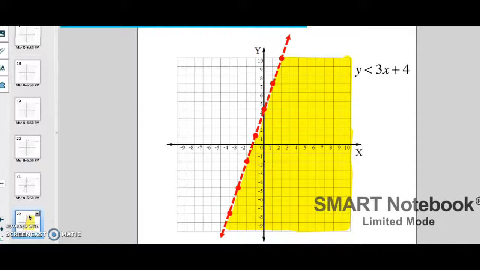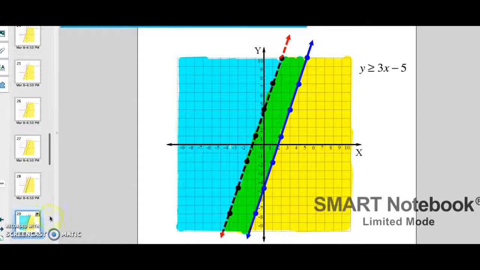Okay, so now for my second inequality, it's y is greater than or equal to 3x minus 5, so I start at negative 5. Then I go up 3 to the right 1, and I do that till I reach the edge of the graph. Then I reverse it from negative 5 and go down 3 to the left 1. Now there is a line under it, so it will be a solid line. A greater than means I will be shading above the line, so all this green portion will be my solution.